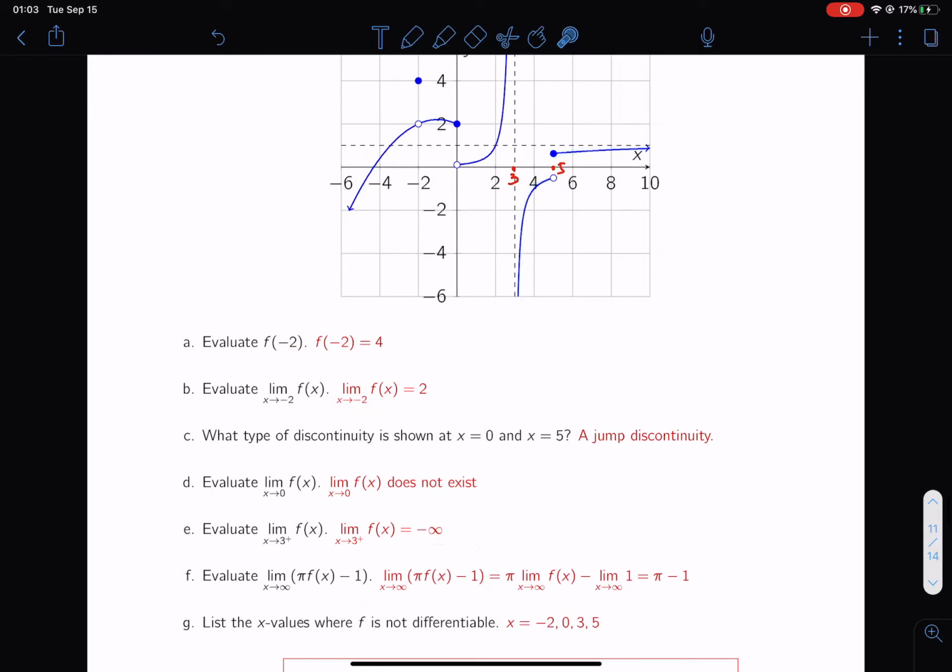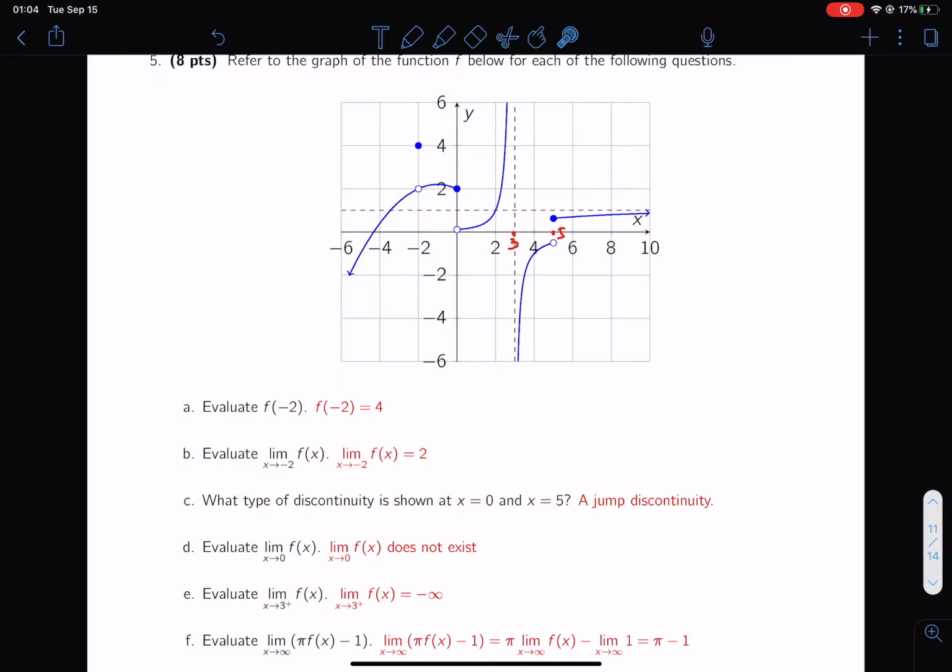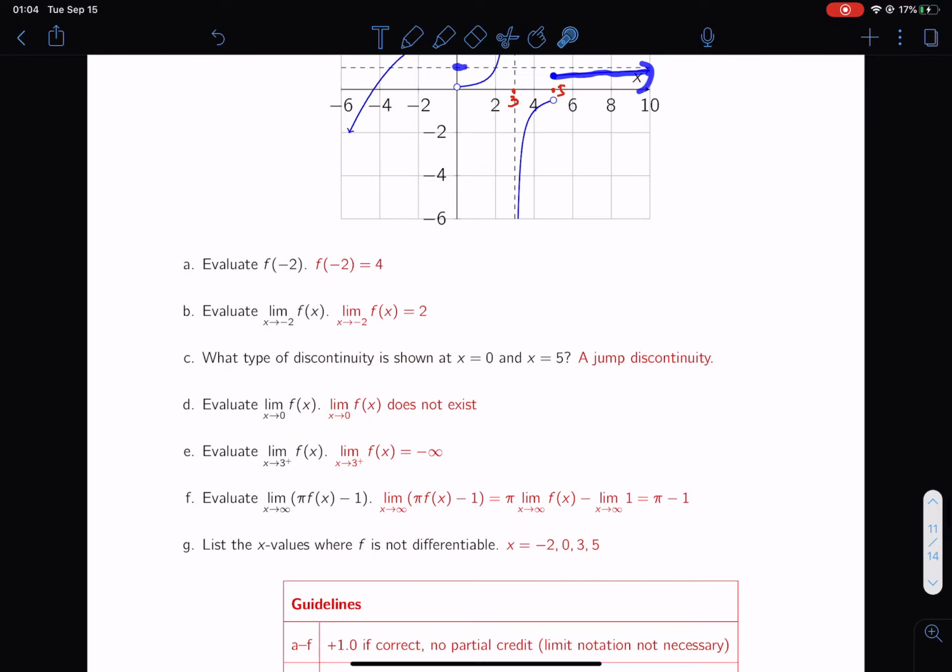Evaluate the limit of pi f of x minus 1. We can see the second term is a constant term, so it does not change when x approaches infinity or negative infinity. And for the first term, pi is a constant number, so we can pull it out. Then we have this one, x approaches infinity. When x approaches infinity, we can see that is the positive 1. So this term is positive 1. It's pi minus 1.